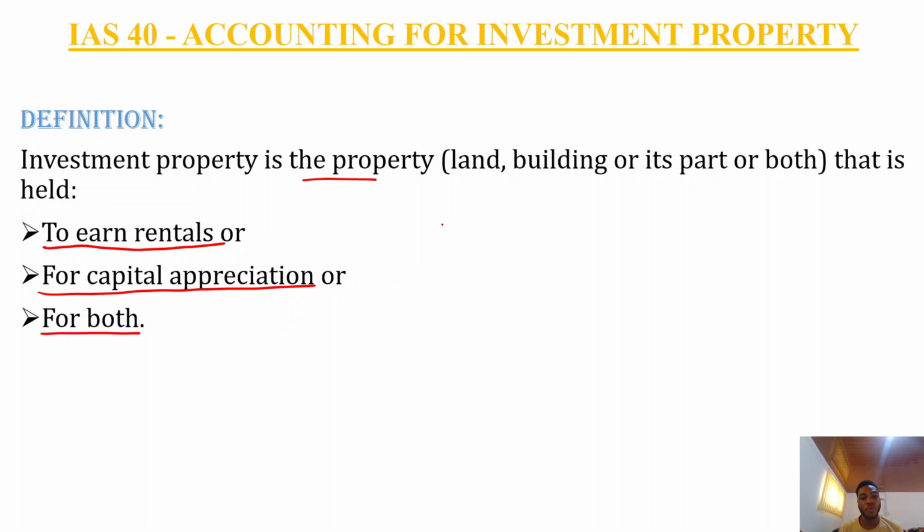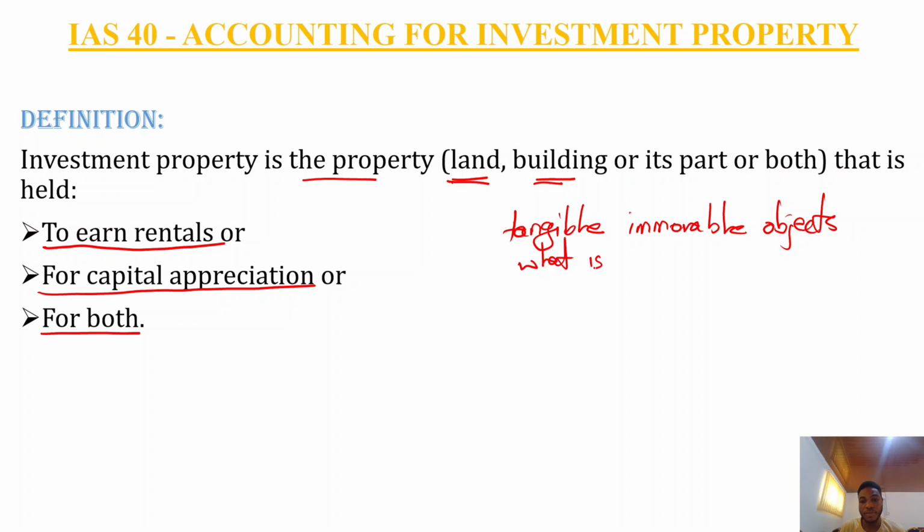So when it comes to investment property, you realize that from what we've established so far, we are talking about tangible, immovable objects. So when it comes to investment property, I want you to think about land, building, or any immovable object. Now, you ask yourself, what is the purpose? Why am I holding this asset? If it is to earn rentals or for capital appreciation, it means that it can be classified as investment property.